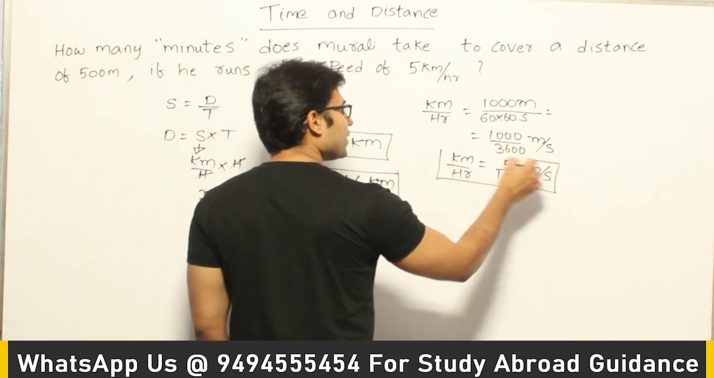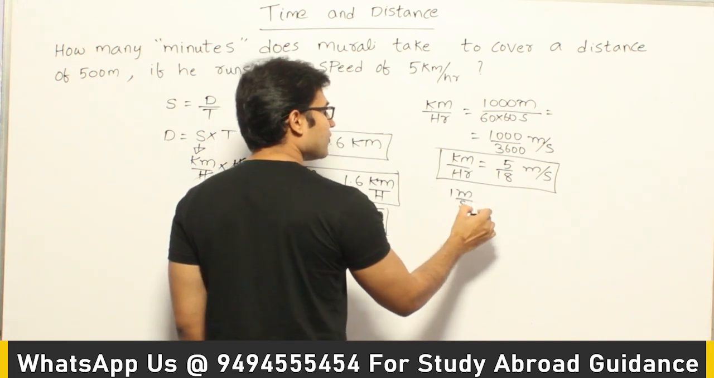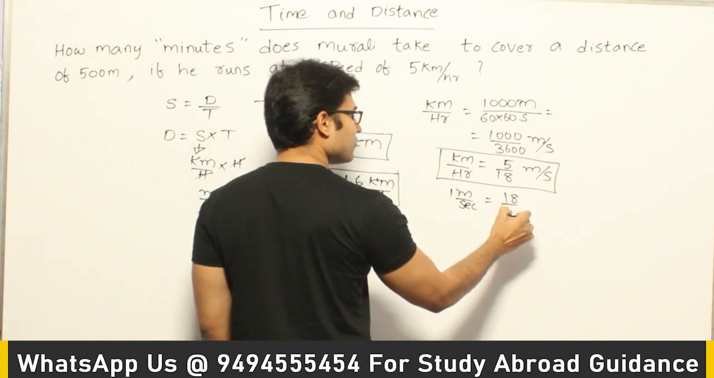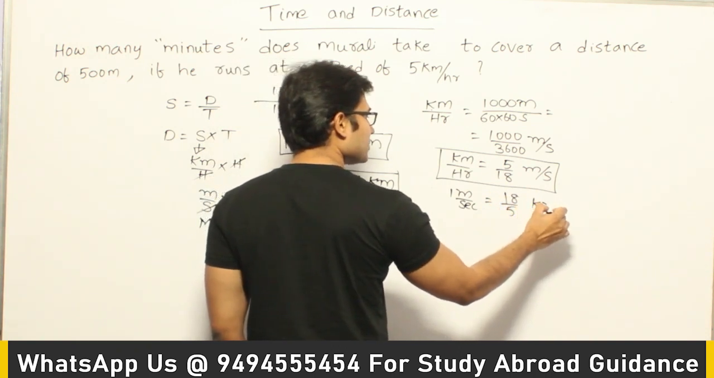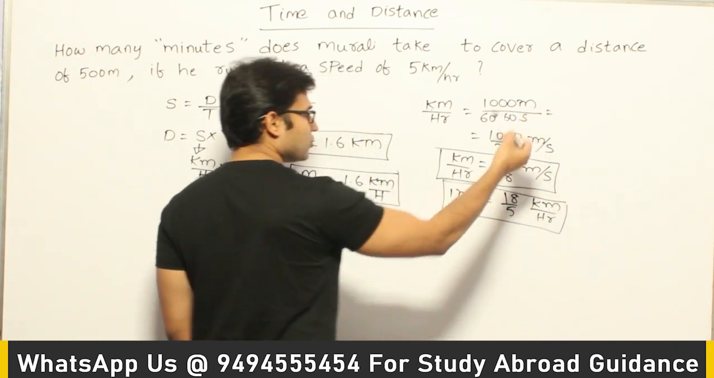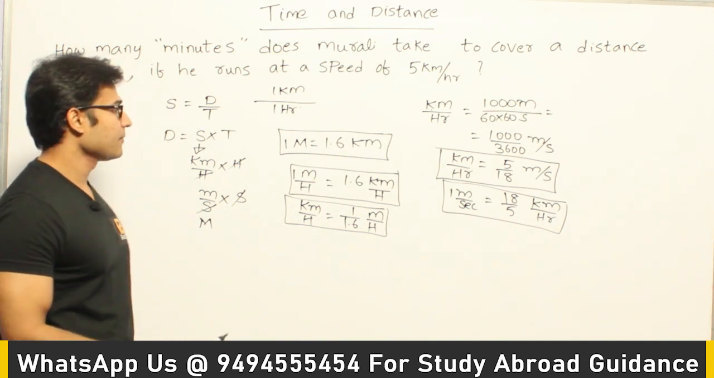So you can also use it the other way. So what is the other way? 1 meter per second will be equal to 18 by 5 kilometers per hour. So you need not memorize it, you can directly do it this way, but if you remember it, you will be able to solve the questions faster, right?